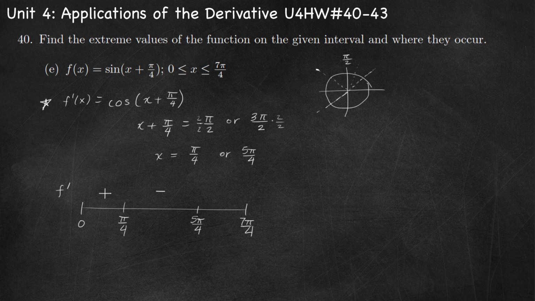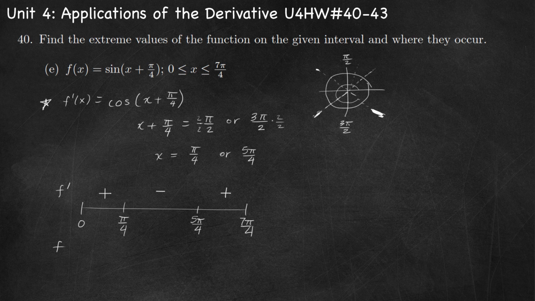Now I need a test point between 5 pi over 4 and 7 pi over 4. Well, 5 pi over 4 is here, and 7 pi over 4 is here. So let's use 3 pi over 2 as our test point. Putting that back into my derivative equation, I get cosine of 3 pi over 2 plus pi over 4. So 3 pi over 2 is here. Add another pi over 4. That takes me right here. And the cosine is positive since I'm on the right side of the y-axis.